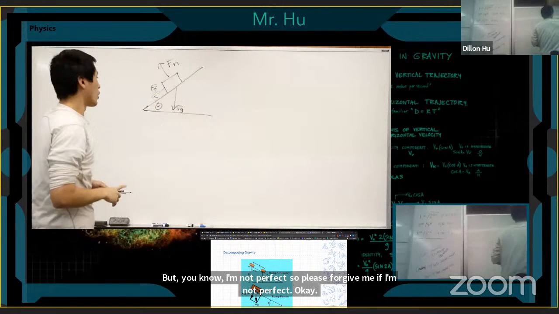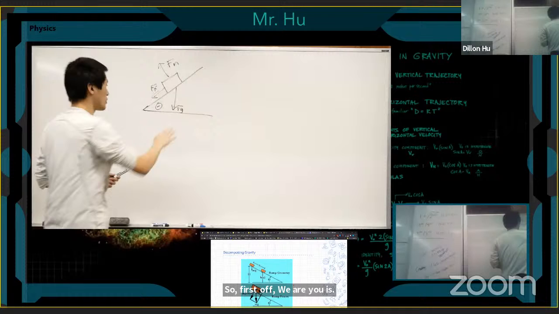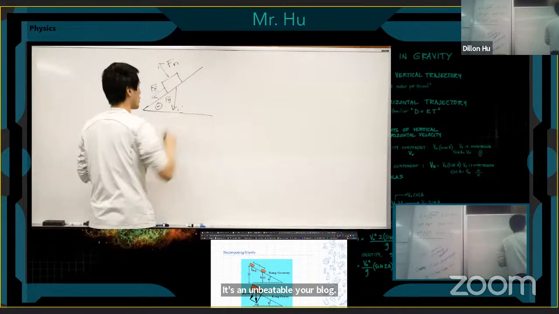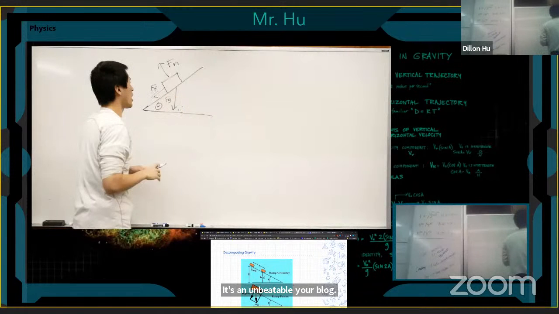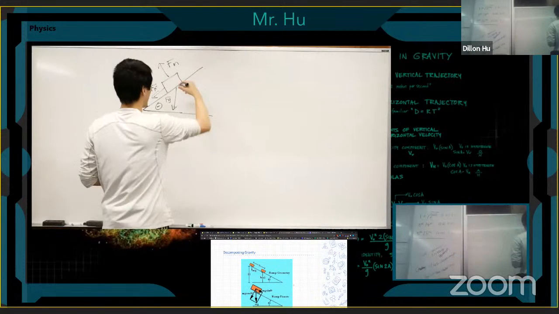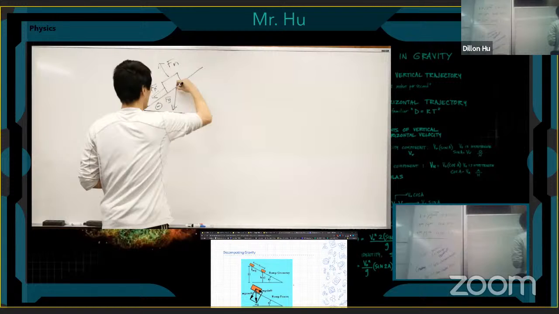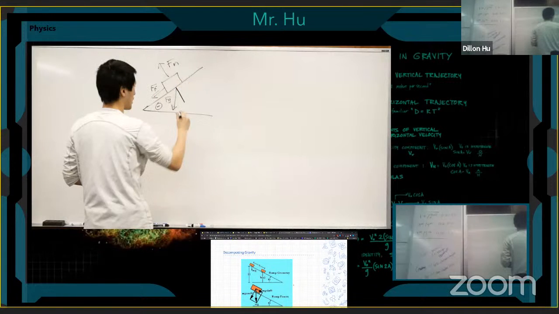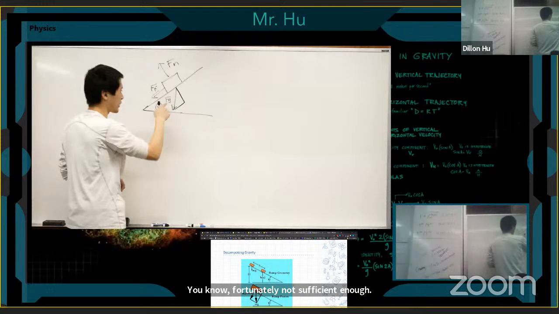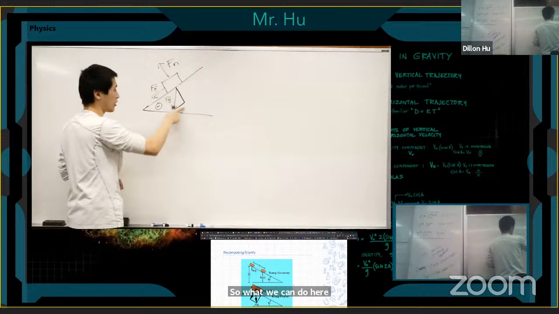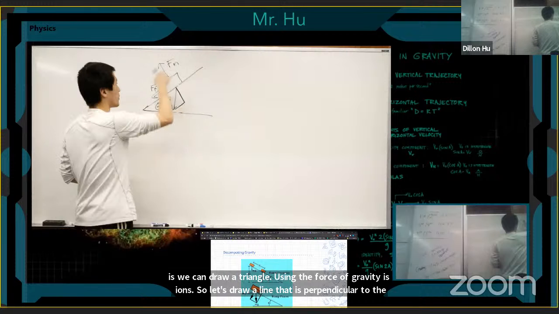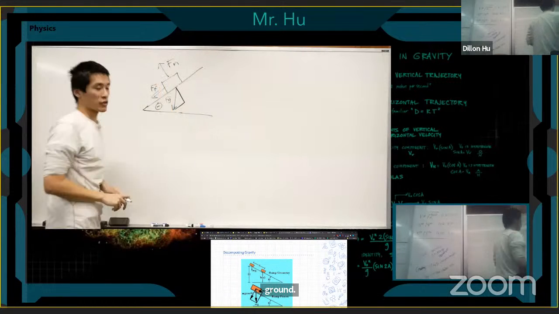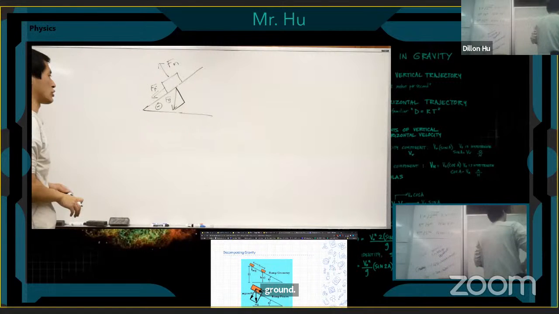So what we can do here is draw a triangle using the force of gravity as our hypotenuse. Let's draw a line that is perpendicular to the ramp, and another line that is parallel to the ramp. If we can somehow break down this force of gravity into a perpendicular component and a parallel component, this would be perfect, because now we can just combine them with these forces and we'll have a problem that we can solve.